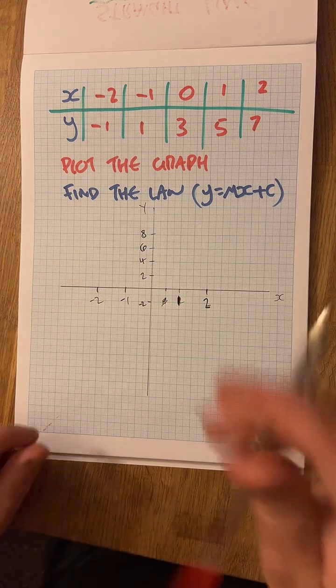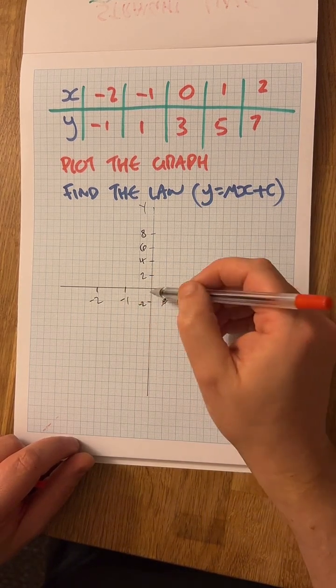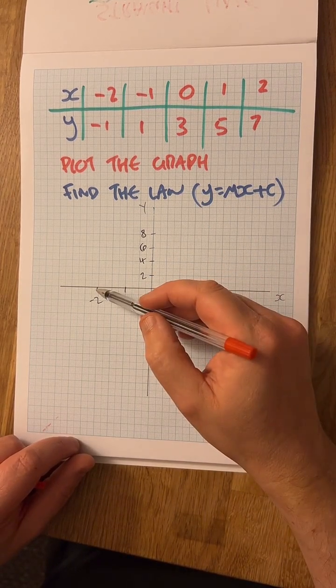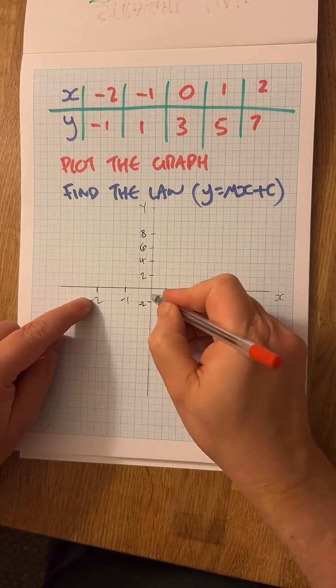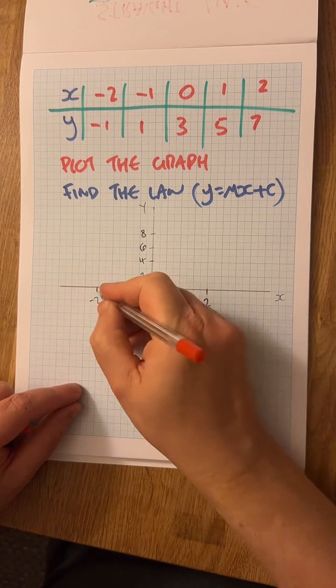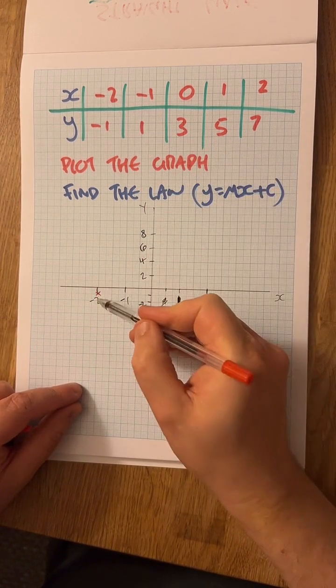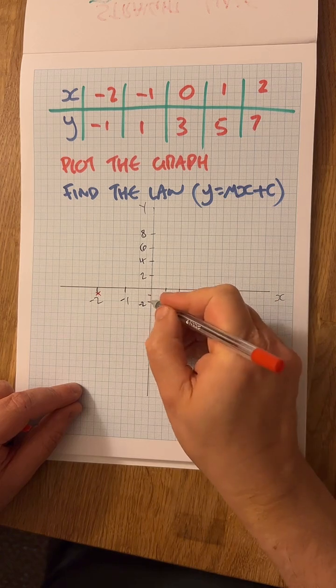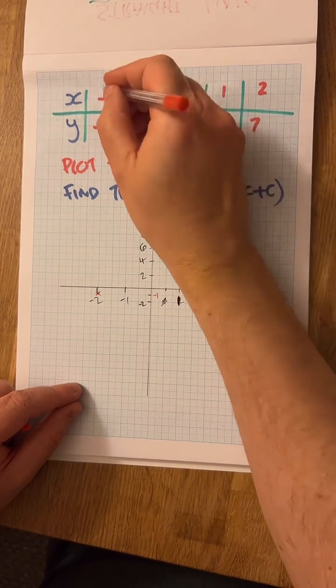I'm going to use a red pen. X is -2. So when X is -2, Y is -1. Well, -1 is here somewhere, look. There. So I'm going to put a line there. When X is -2, Y is -1, because that's got to be -1 by then.